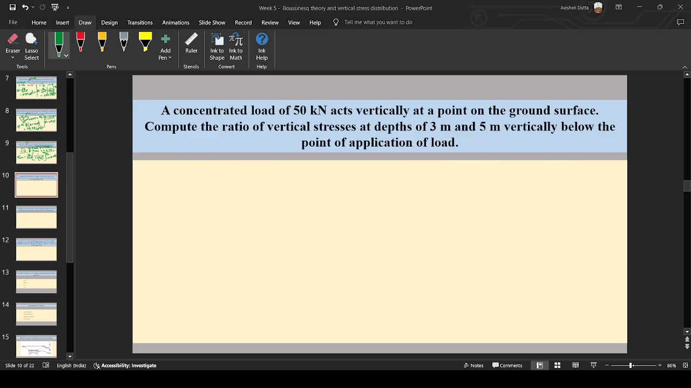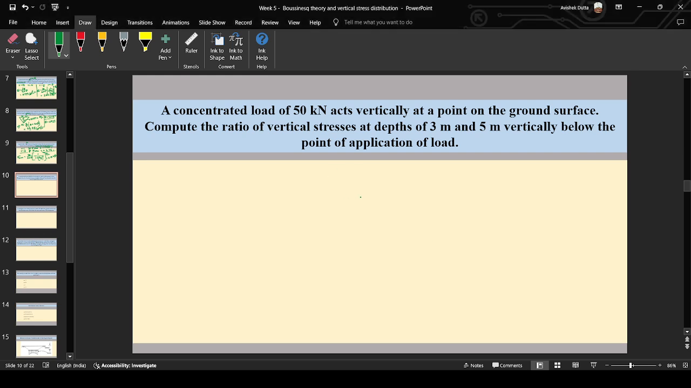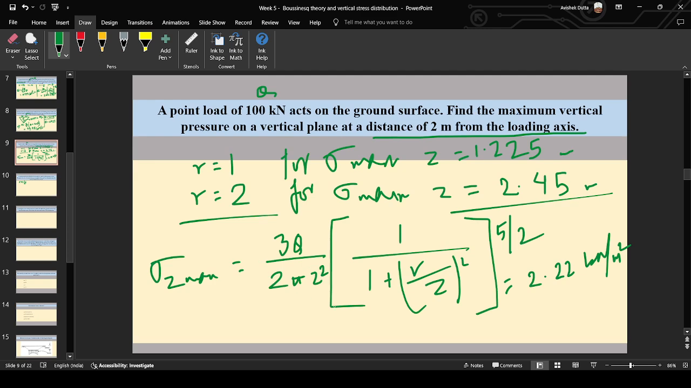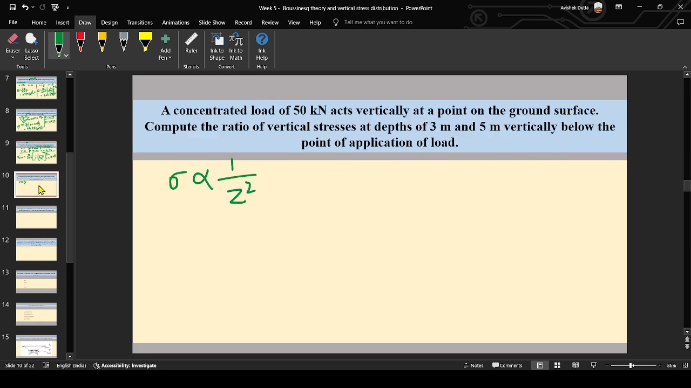A concentrated load of 50 kilonewton acts vertically at a point on the ground surface. In this question we are asked to find the ratio of the vertical stresses. From the formula in the Boussinesq theory, sigma is inversely proportional to the square of the depth. In the formula, below sigma max is Z square in the denominator. So sigma is proportional to 1 by Z square. So sigma 1 by sigma 2 will be Z2 by Z1 whole square, isn't it?